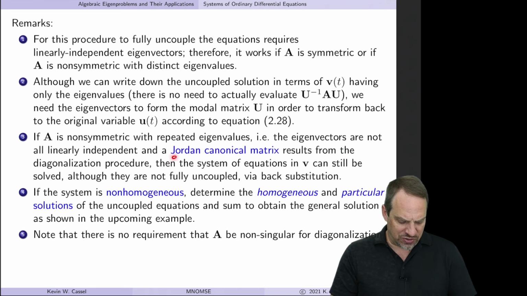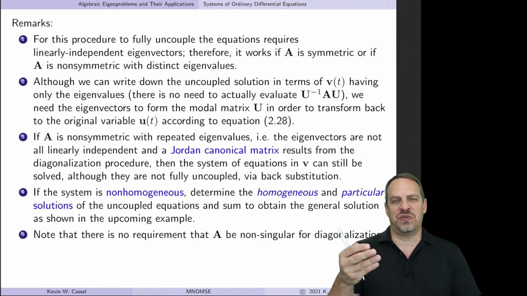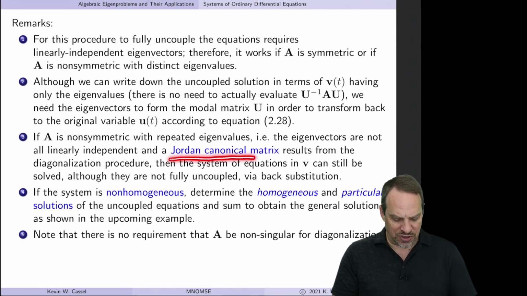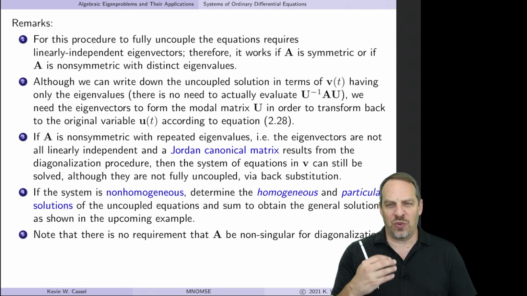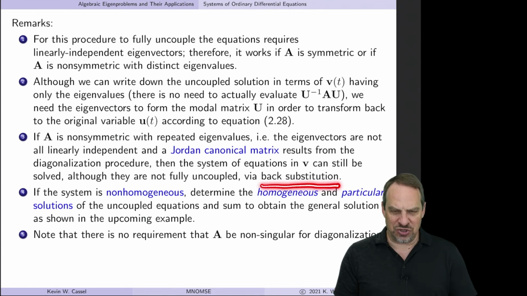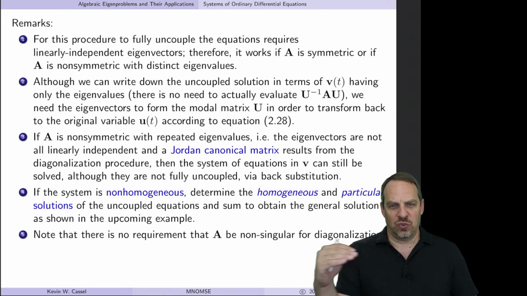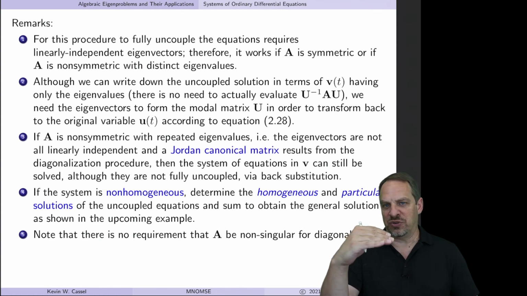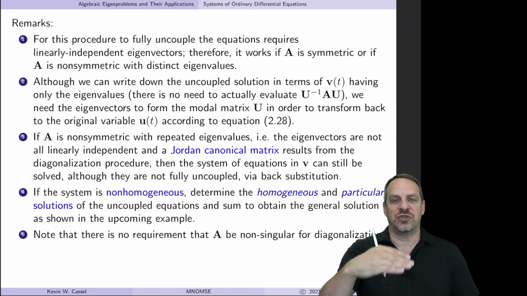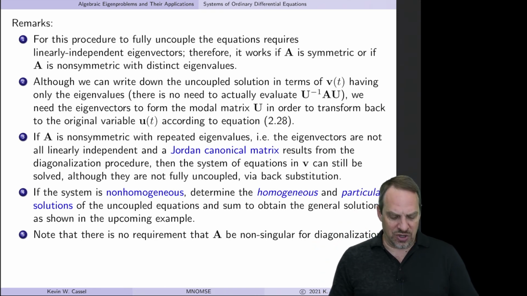Now again, the Jordan canonical form. If I'm trying to solve a system of equations, and the coefficient matrix happens to be non-symmetric and happens to have repeated eigenvalues, I expect to get a Jordan canonical form. However, I can still solve it. It's not fully uncoupled, but I can still solve it using back substitution. So that last equation will be uncoupled. The next to last equation may be or may not be, but I have at most one unknown, maybe none. And so I can solve that using back substitution. So we can still solve them in that fourth case. We just have a little bit more work to do because it's not fully diagonalized.